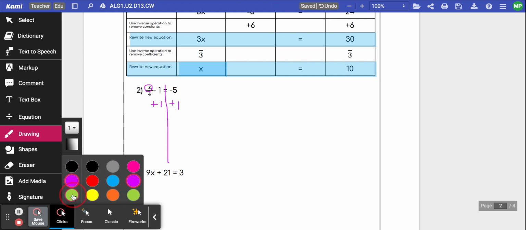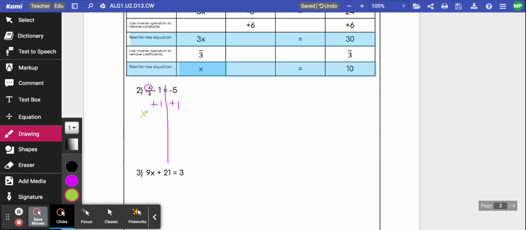Now, I'm going to use a different color here to write x divided by 4. The negative 1 plus 1 was a 0 pair, that goes away. And on the other side, 5 plus 1, which if I put that in my calculator, gives me 6. I'm going to go back to my original color.